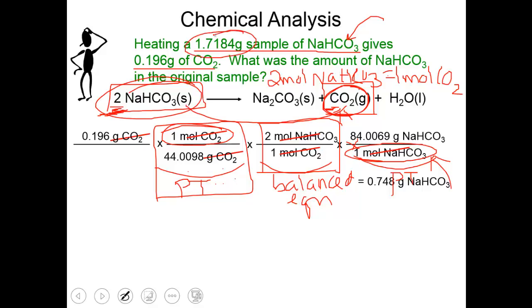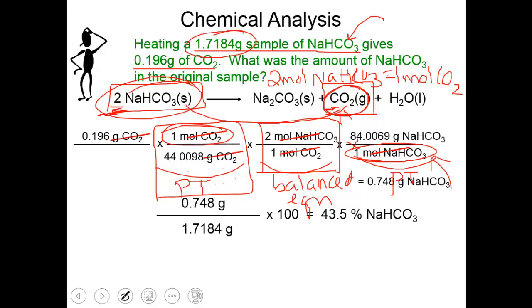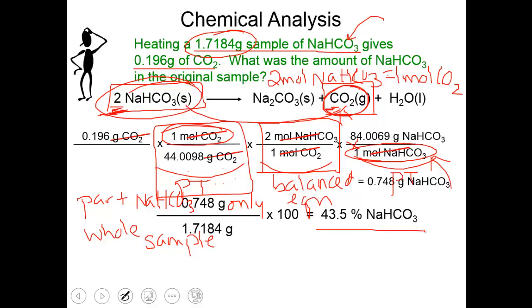Well, the sample we burned is much bigger than that. So to get the percentage, take the part that is the sodium hydrogen carbonate only over the whole sample times 100. We get 43.5% sodium hydrogen carbonate.